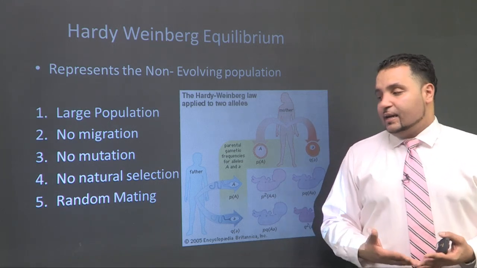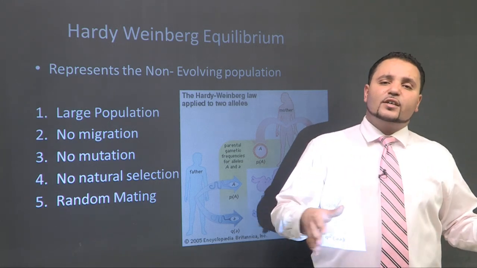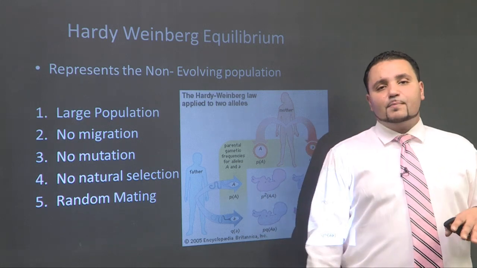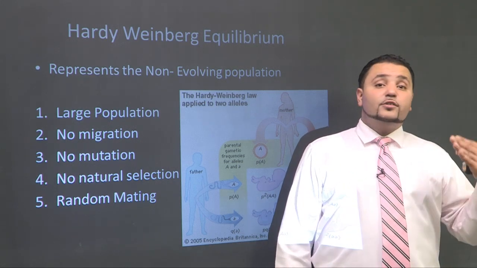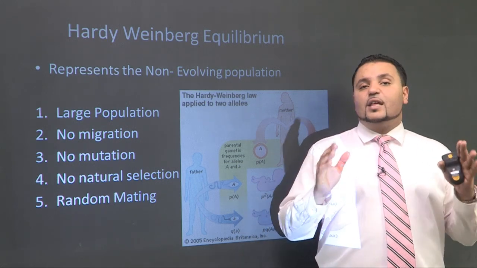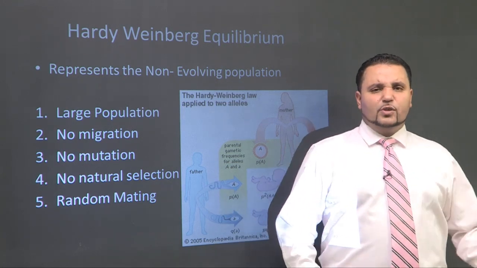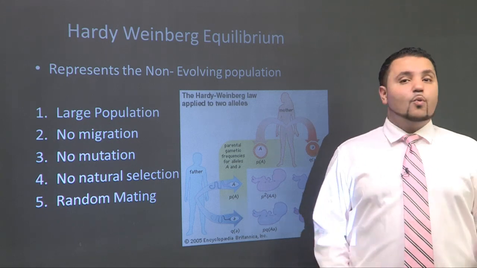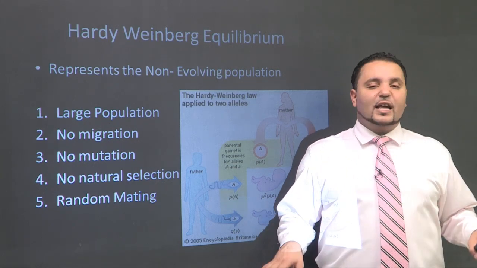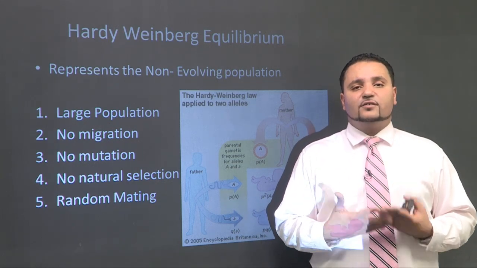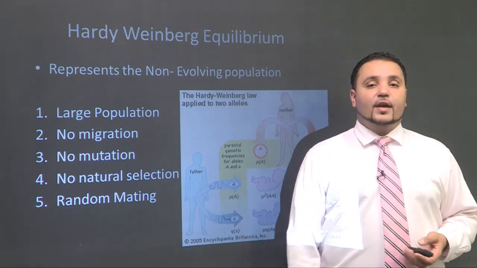Finally, random mating. Okay, now this is where we allow every single member of the population to mate. The weakest members can mate, and the strongest members can mate equally. Okay, not what you see with natural selection. In natural selection, only the strongest members get to mate, or the fastest members, or whatever it is, the most fit. That's not the case. Every member has an equal chance of mating, and that's why the mating is random.